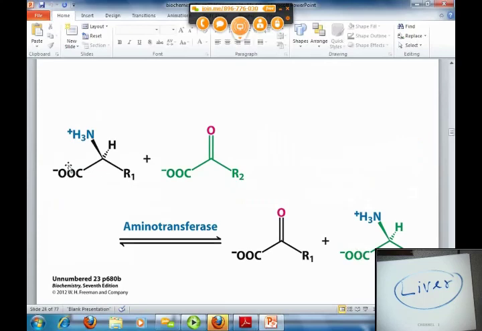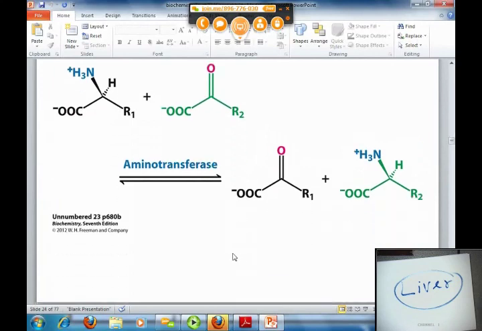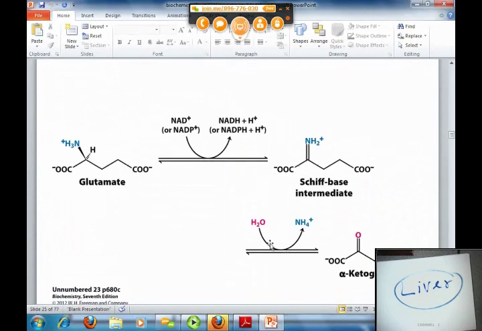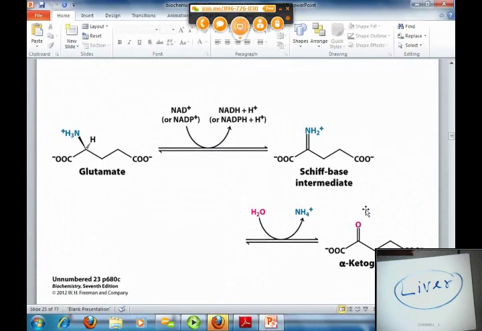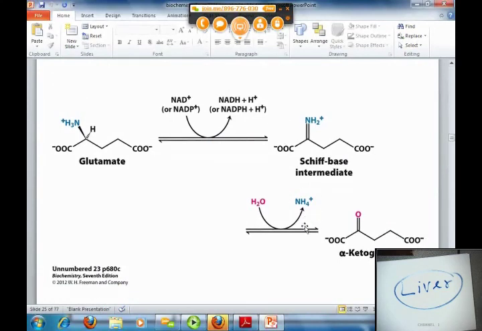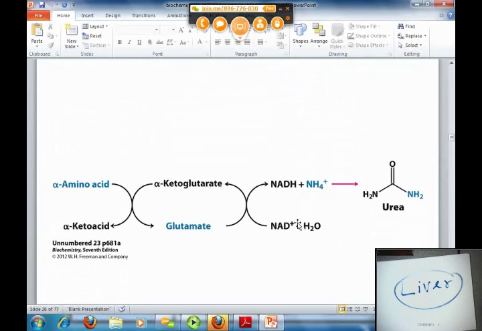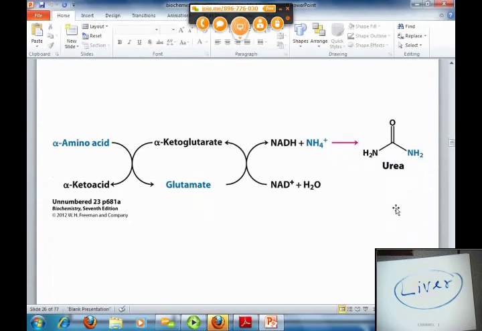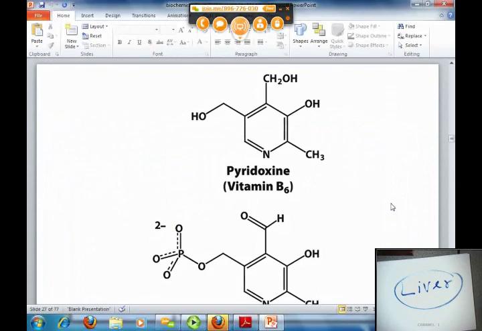Now what happened to this ammonia? Aminotransferase, another mechanism of how glutamate is releasing this ammonia. Schiff base, and then ammonia is released, alpha ketoglutarate is produced. Where will that ammonia go now? Again the same process, amino acid to keto acid, alpha ketoglutarate to glutamate, and glutamate to alpha ketoglutarate. This is a cycle, with NAD plus H2O giving NADH plus ammonia, and now this ammonia is being converted to urea. How? The urea cycle, let us see that one.